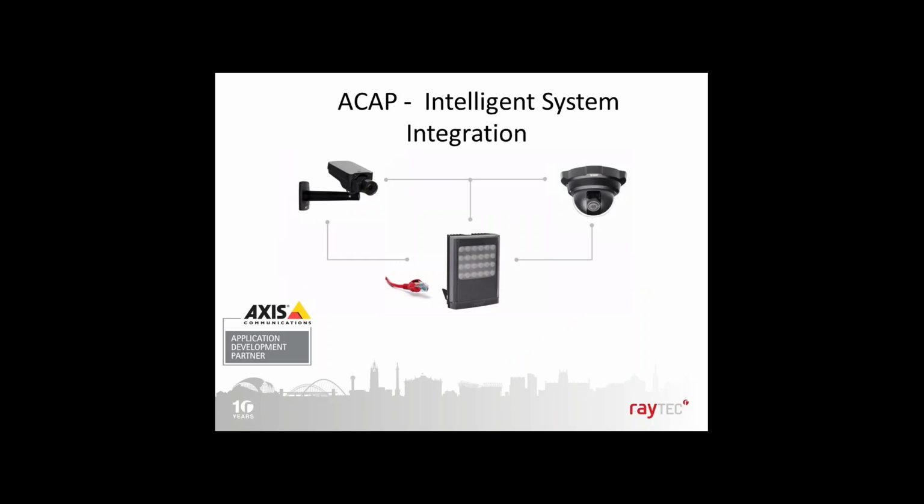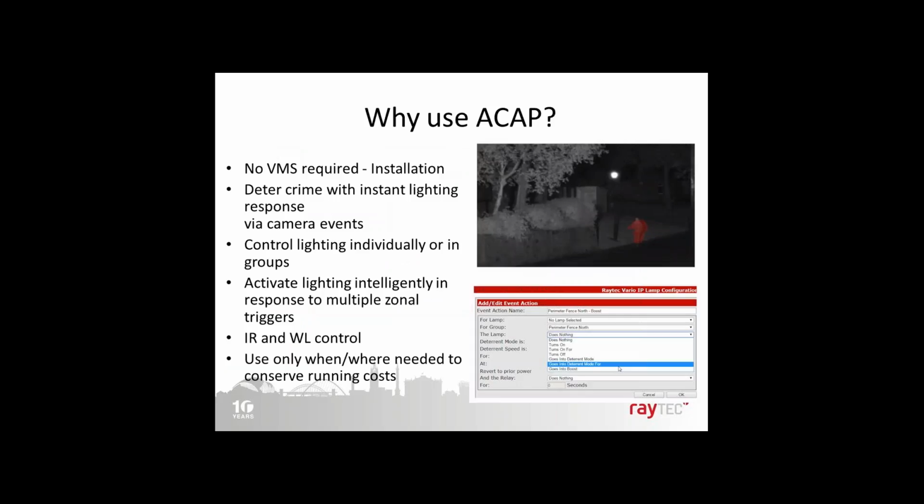So ACAP. We took the IP lighting and started to integrate it with other solutions, such as VMS providers, but we've also created an ACAP plugin, which allows you to directly control your lighting from your camera. So it's direct communication between camera and illuminator. Why use ACAP? It's first of all for small edge installations. It doesn't need any VMS, so it's very simple. You can just have simple commands from the camera to tell the light what to do.